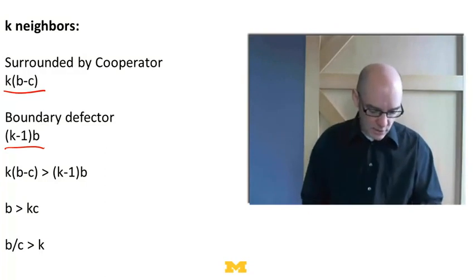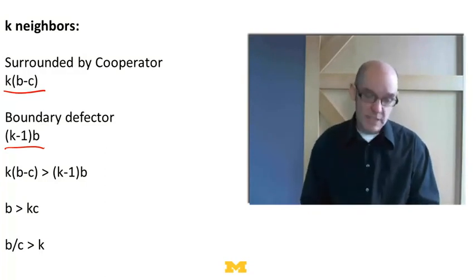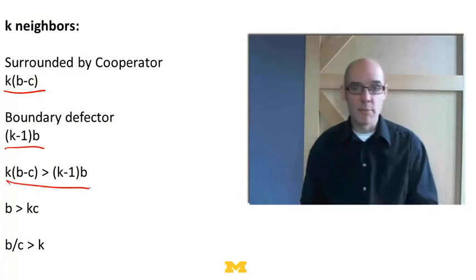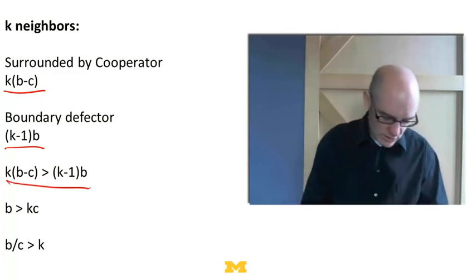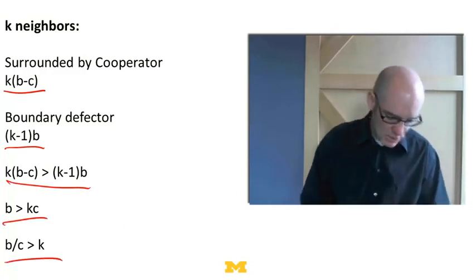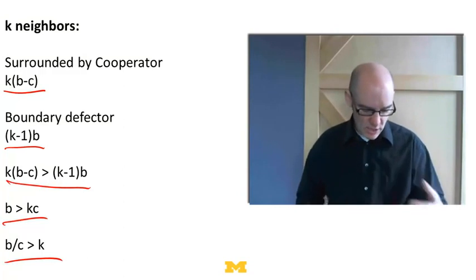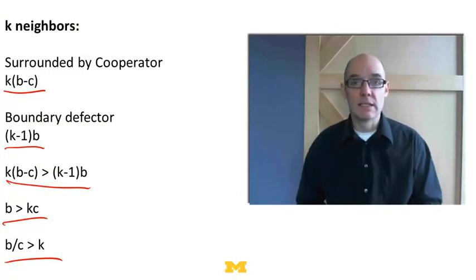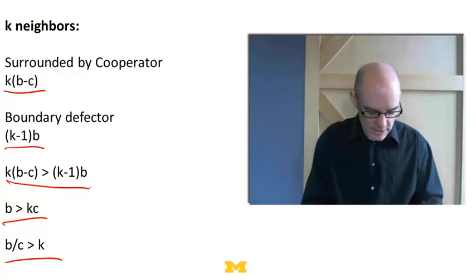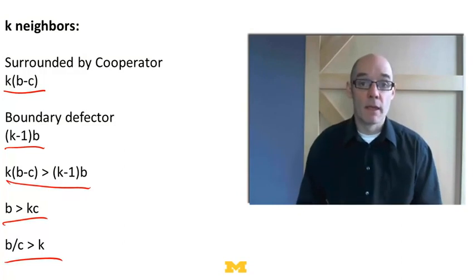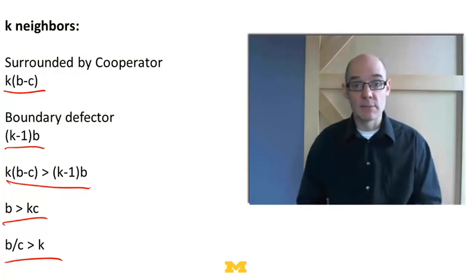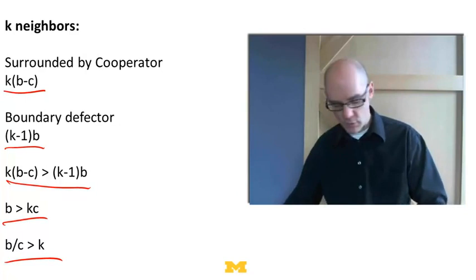Now, let's look at when this is going to be true. When is k times (b minus c) going to be bigger than (k minus 1) times b? Well, if we just do the math, we're going to get b over c has got to be bigger than k. And so the inequality we get is that k has got to be less than b over c. So again, very simple mathematics explains what's going to be necessary for cooperation.